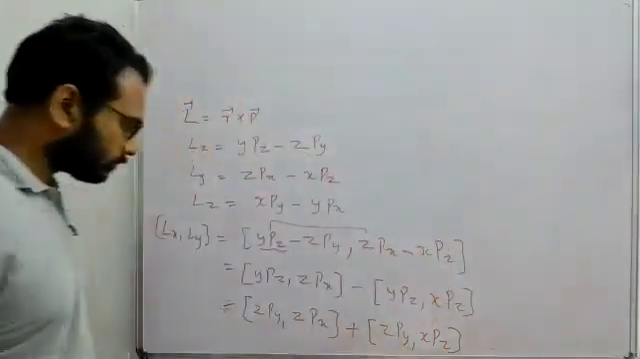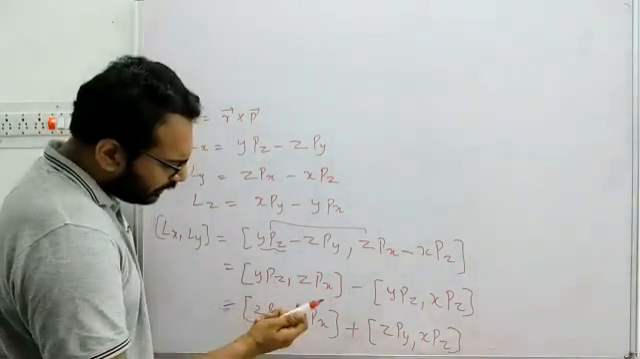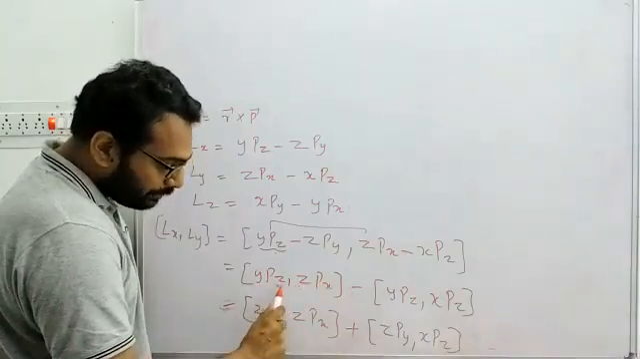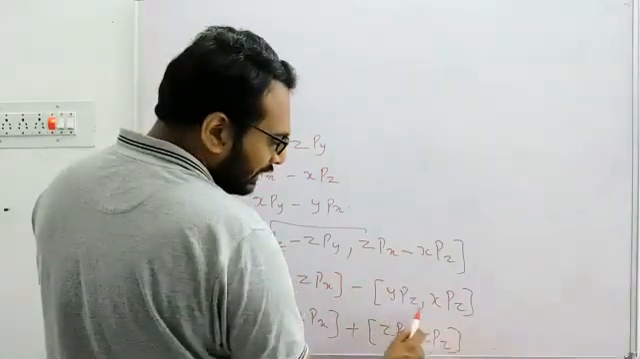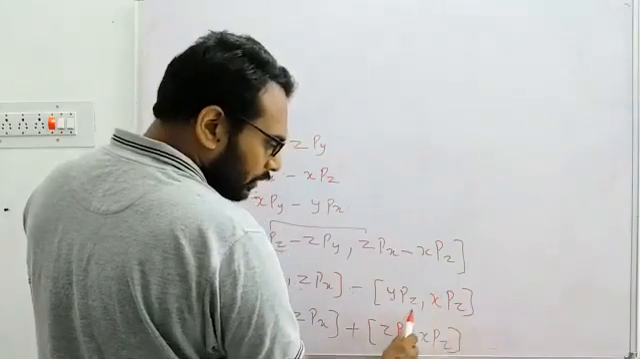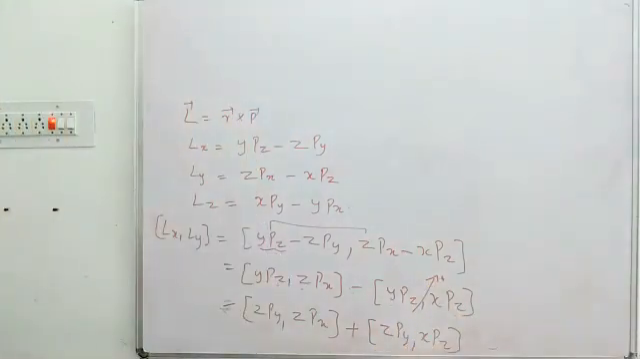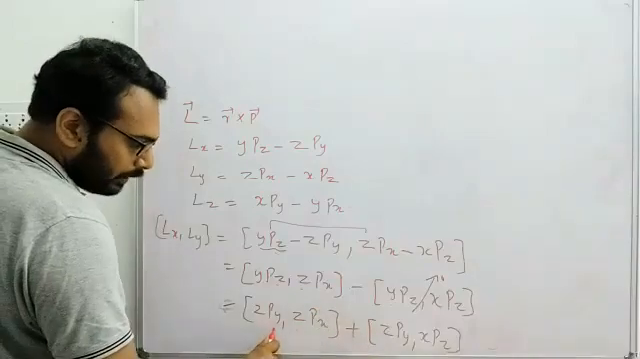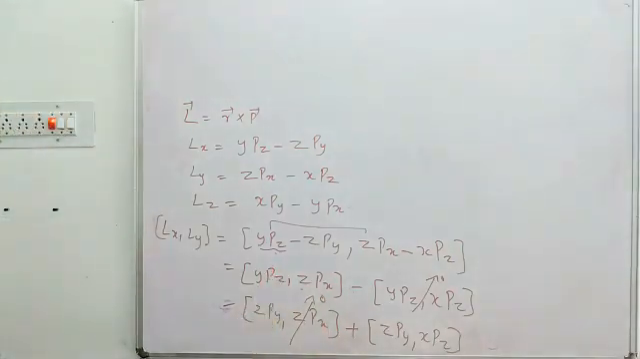Look at the term with y pz and z px. Is there any non-zero combination? y with z is 0, y with px is 0, but there's pz with z. That's the only non-zero combination. What about the next? y with x is 0, y with pz is 0, pz with x is 0, pz with pz is 0, so this term will be 0. What about this term? z with z is 0, z with px is 0, py with z is 0, py with px is also 0. So we have only these two terms.